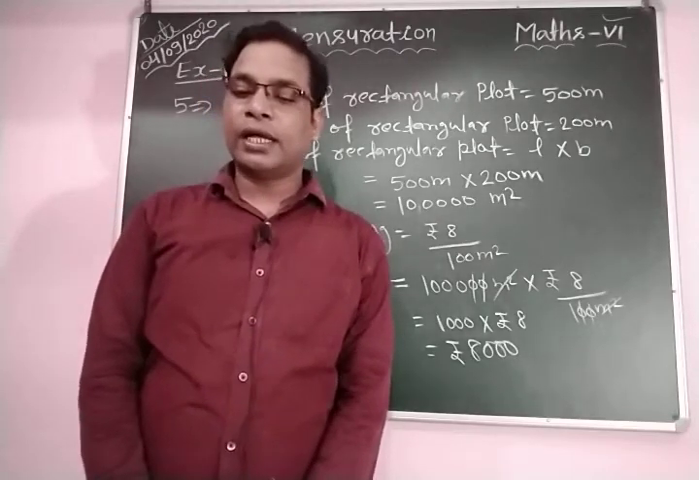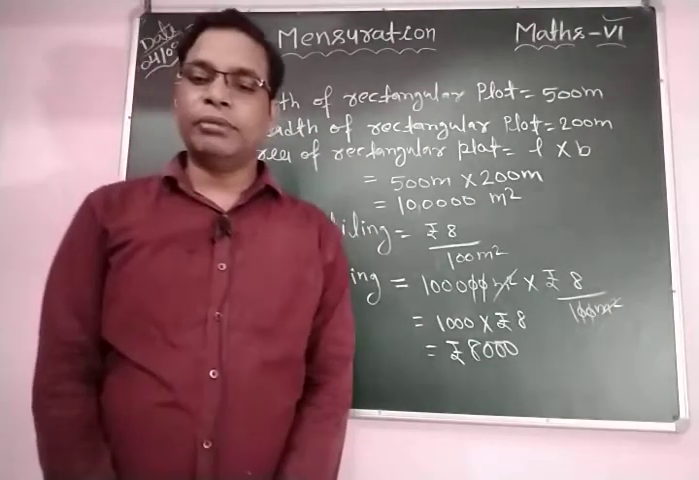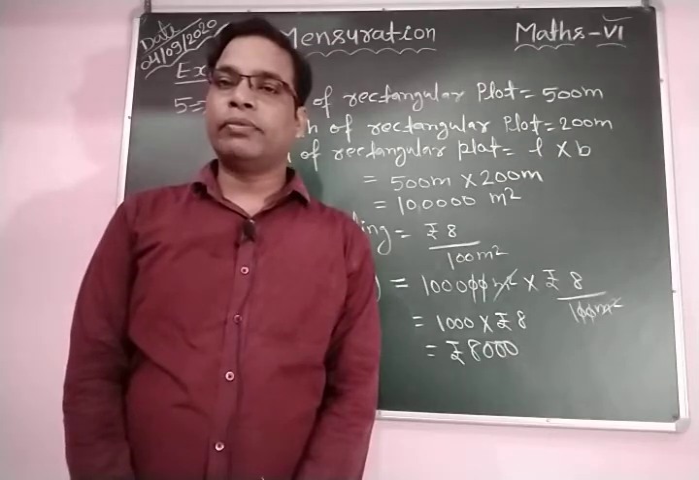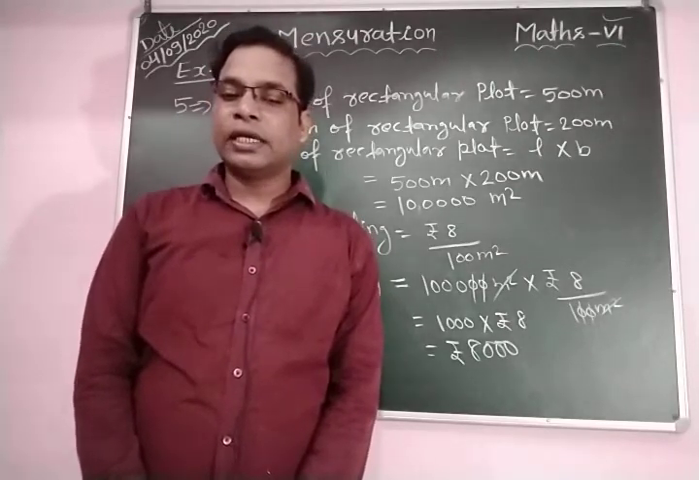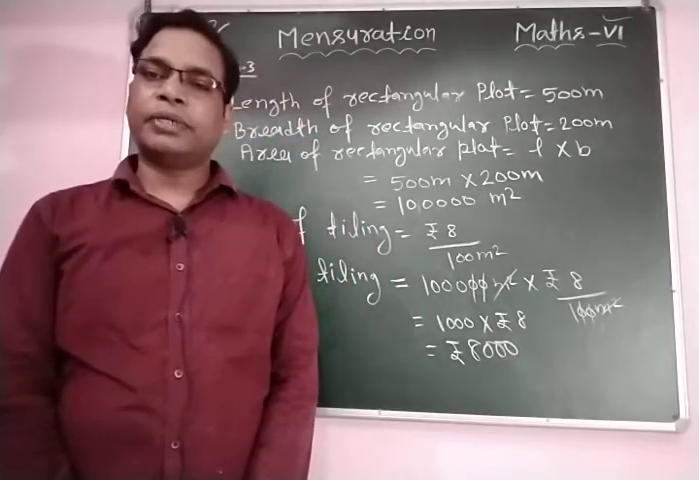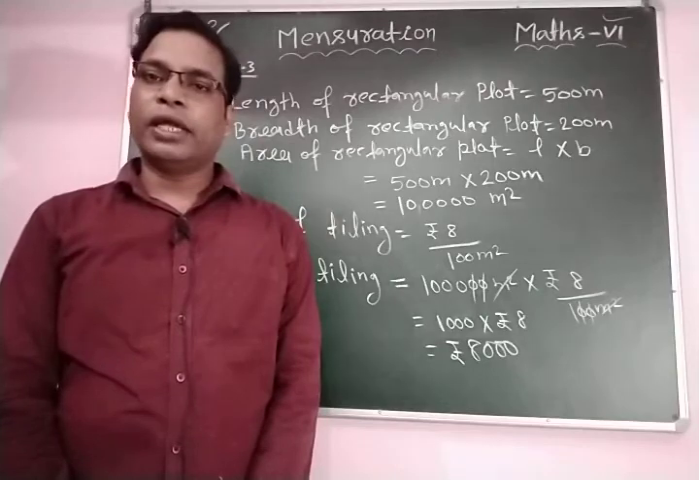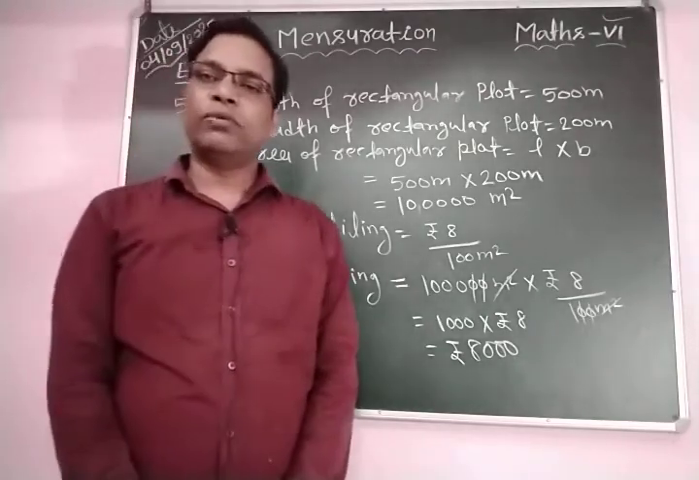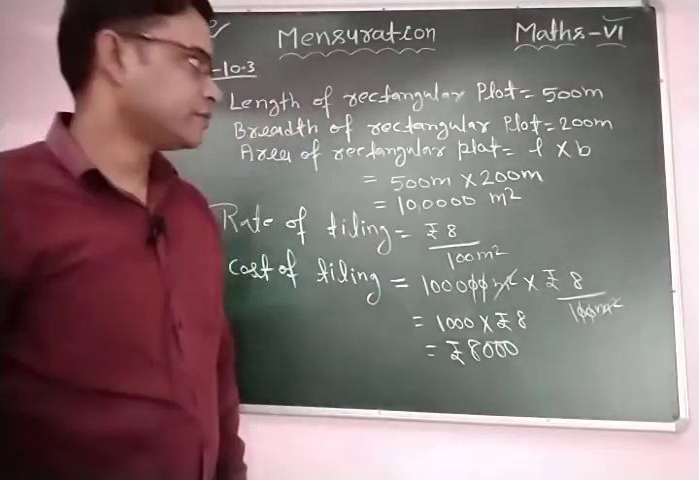What is its area in square meters? Here the length is given as 2 meter and the breadth is given as 1 meter 50 centimeters. You can see this tabletop is rectangular in shape, so the area of the tabletop is equal to length into breadth. So let's see how to do it.